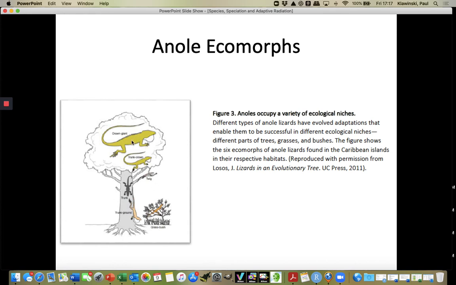You have crown giants, you have trunk crown anoles, you have twig anoles that come out on these bare twigs at the edges of the canopy. You have trunk anoles, you have trunk ground anoles, and you have grass anoles. These are all what we refer to as ecomorphs. They have a morphology that is suited to the ecological place that they occur in, in the canopy of a tropical forest in this case.